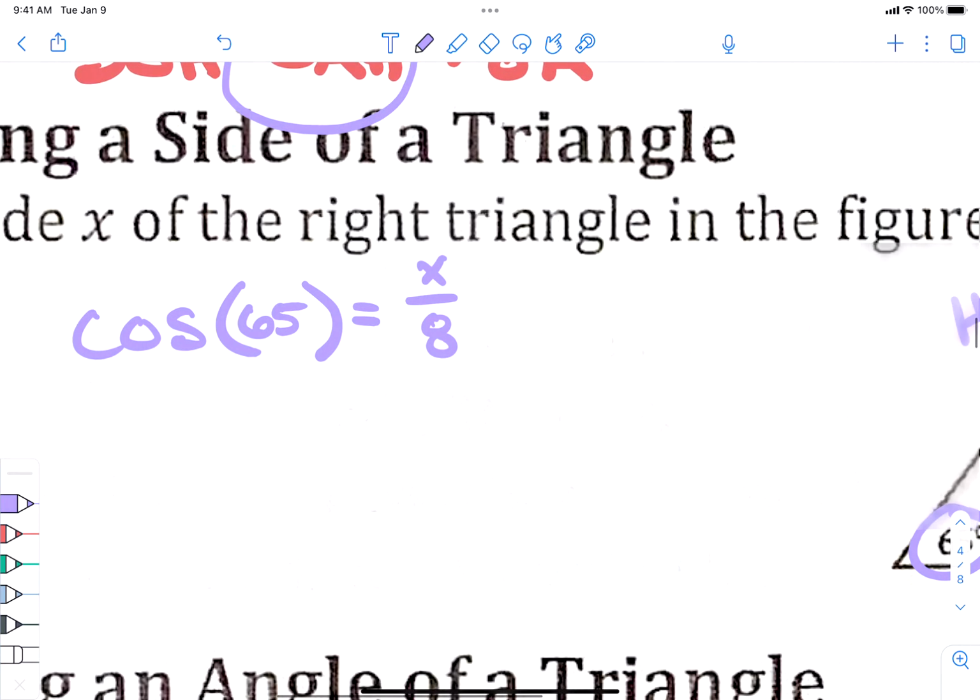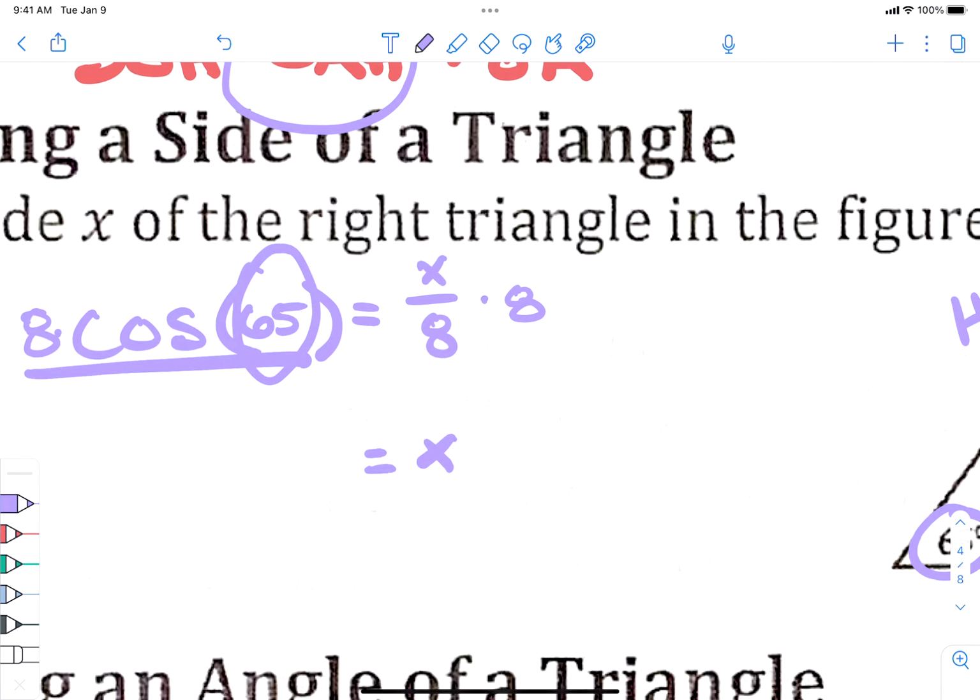So if we're trying to get x by itself, we multiply the 8 to the other side, and we have 8 times cosine of 65. Practice typing that in. 3.38. Because some of you guys might have your mode switched again. Is it supposed to be degree or radian? What is it supposed to be? Degrees or radians? Degrees. 3.4.